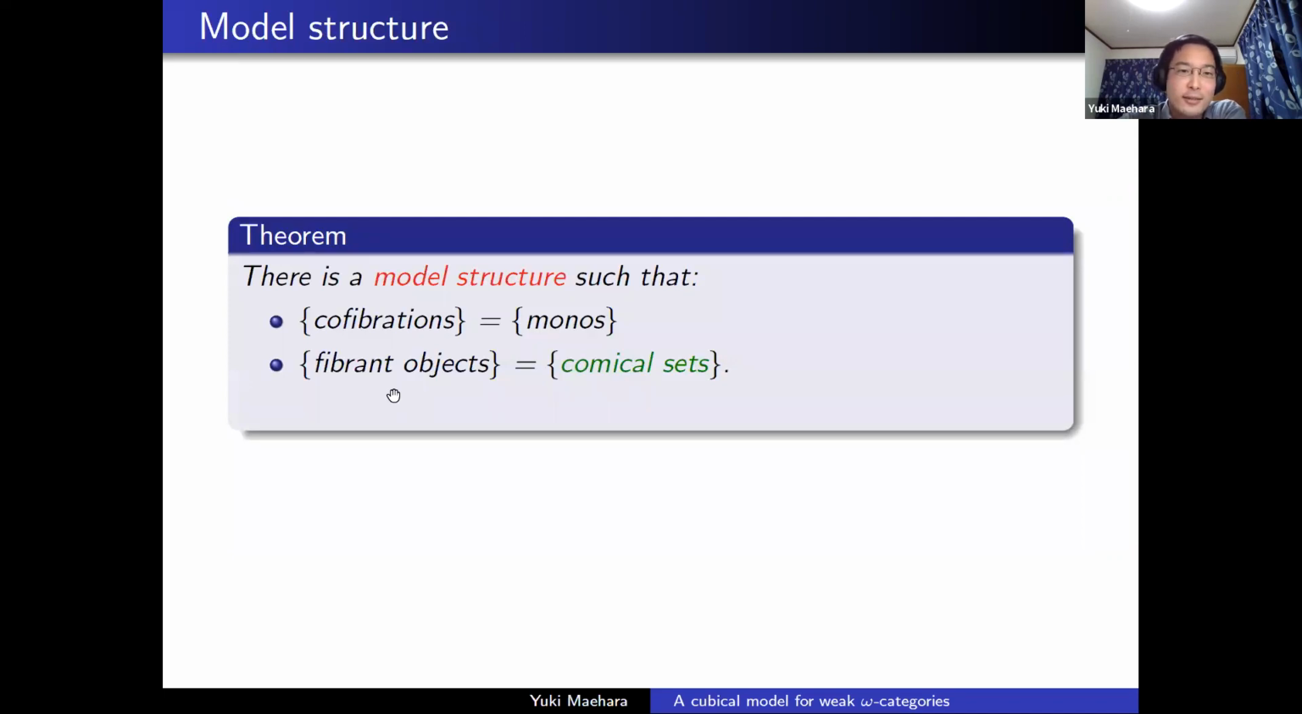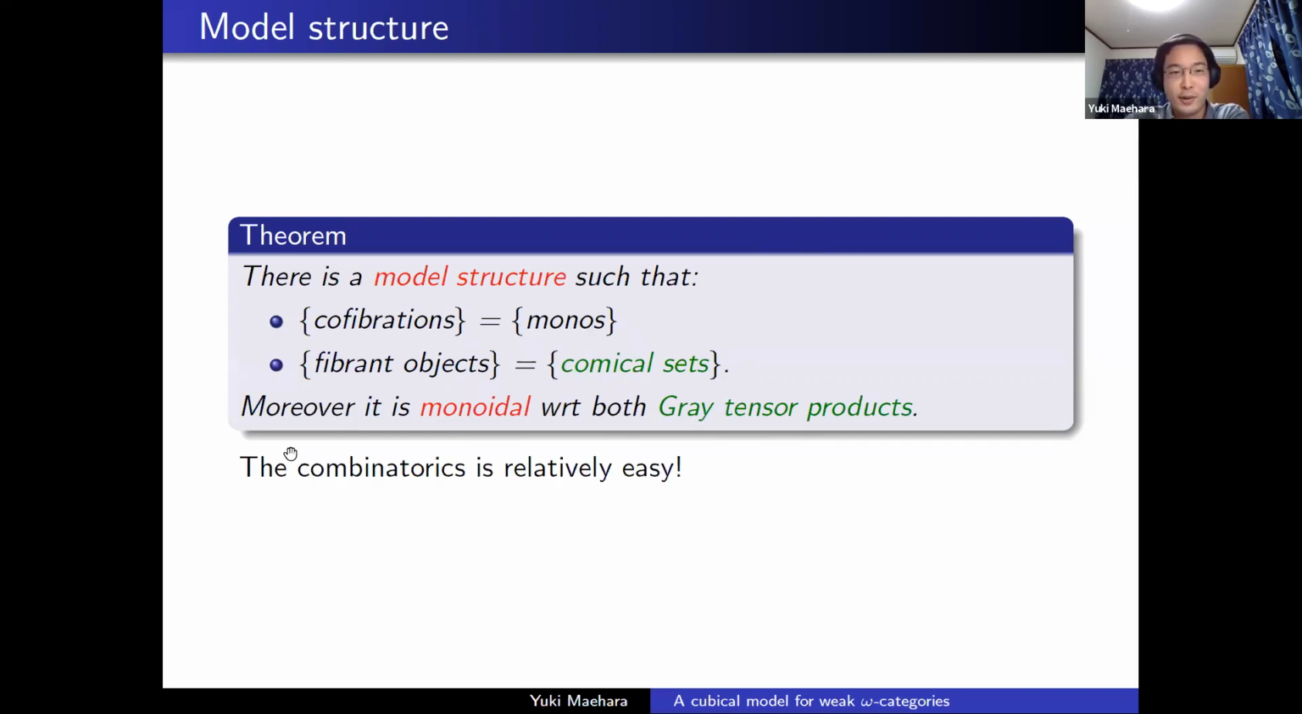As is usually the case with this sort of higher category business, we have this model structure on the category of marked cubical sets, where the cofibrations are the monomorphisms and the fibrant objects are the comical sets, our model for weak omega categories. And this model structure is monoidal with respect to both Lax and pseudo Gray tensor products. The proof of this does require some combinatorics, but the combinatorics is relatively easy.